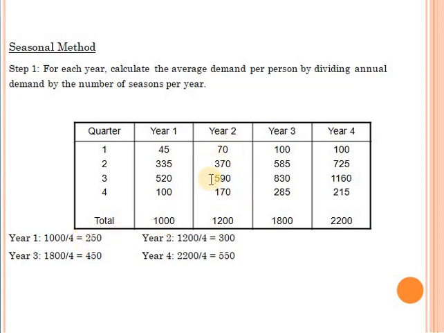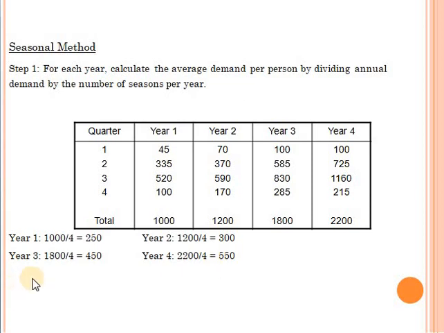Same here. Once I get the total number here, the summation of all those numbers, it is 1200. Then this 1200 I will subdivide by 4. Same here. Total of year 3, 1800 subdivided by 4. Okay. And for year 4, 2200 over 4. So this is the first step. Okay. I want to calculate the average demand per period, for the number of seasons that I have. Now, this was the first step.